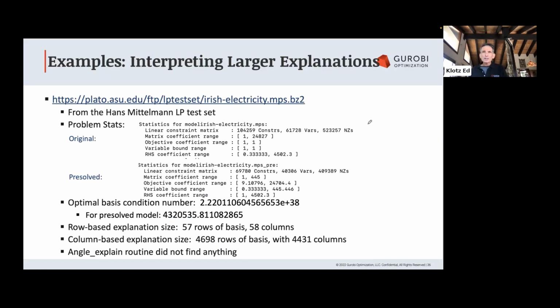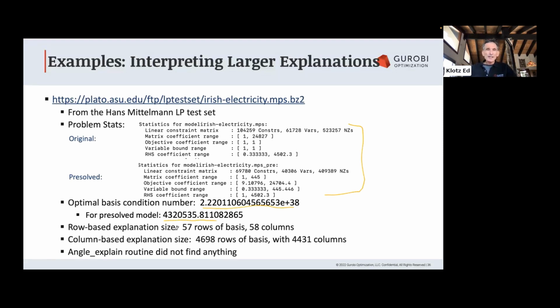And then let's move on to the last example. This is also publicly available. The problem statistics, both for the original and the presolved model, don't show any indication of a large coefficient range or other problems. Turns out the optimal basis condition number is on the order of 10 to the 38th, but is only on the order of 10 to the 6th for the presolved model.